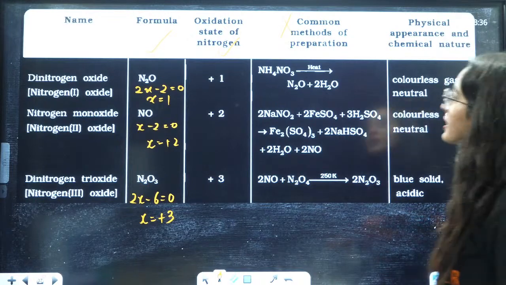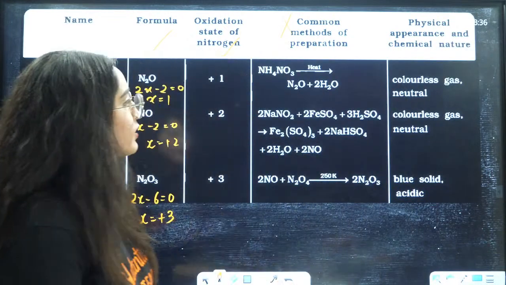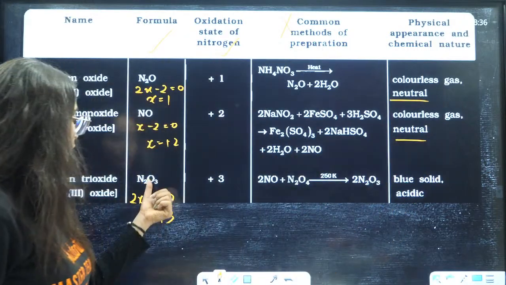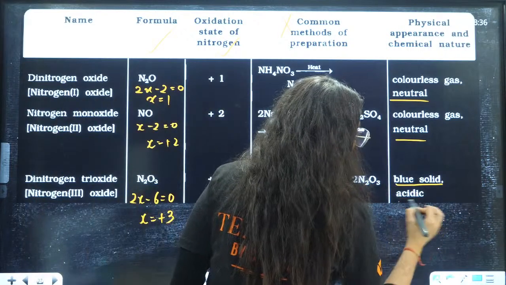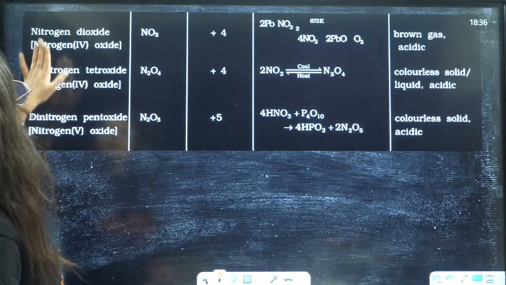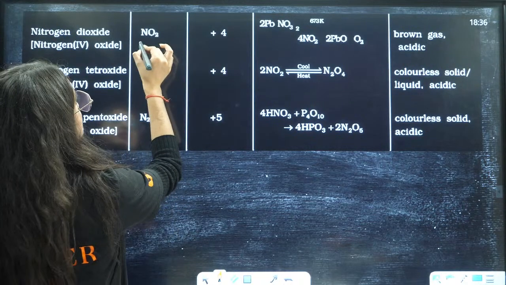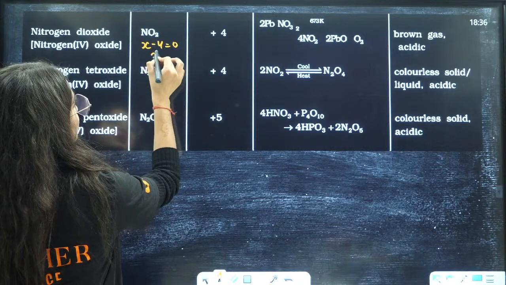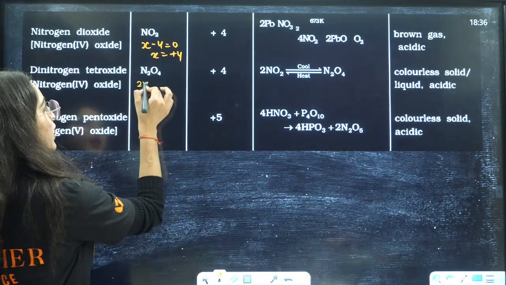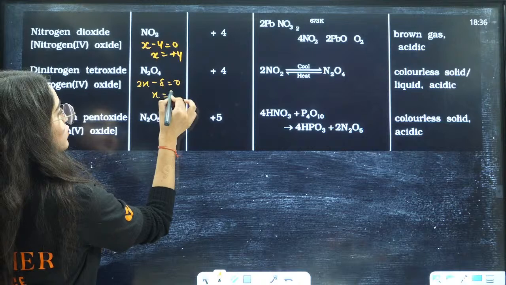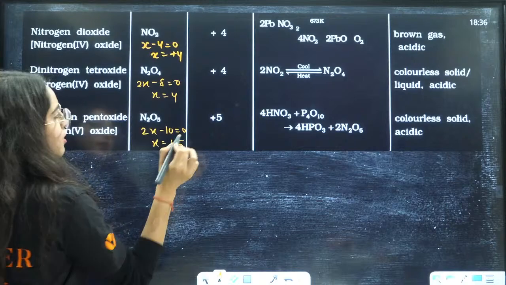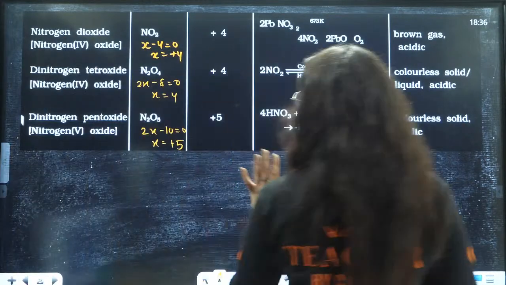Then the physical appearance and chemical nature is important for you. N2O is colorless and neutral. What about N2O3? That is a blue solid and it is acidic in nature. Then you talk about nitrogen dioxide. Here the oxidation number is x minus 4 equals 0, that is x equals plus 4. For this one, 2x minus 8 equals 0, so x is again 4. For 2x minus 10 equals 0, x equals plus 5. So you don't need to remember the oxidation states.